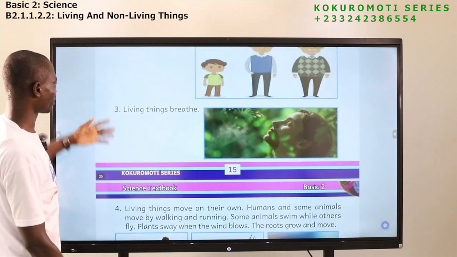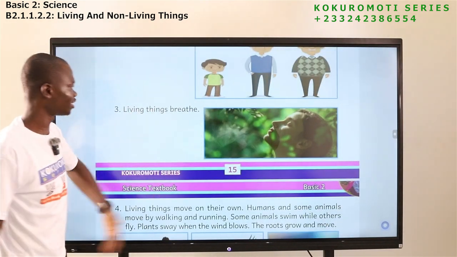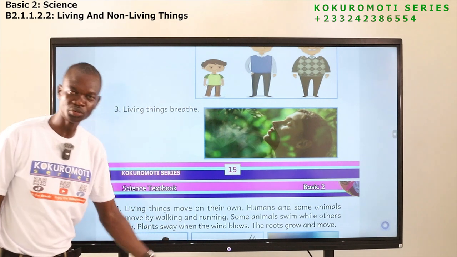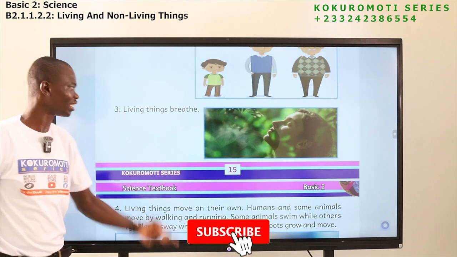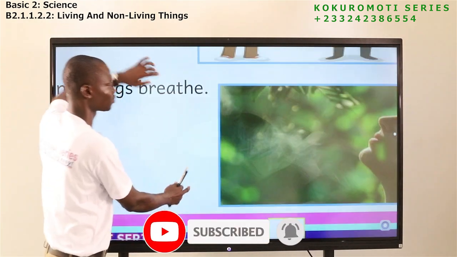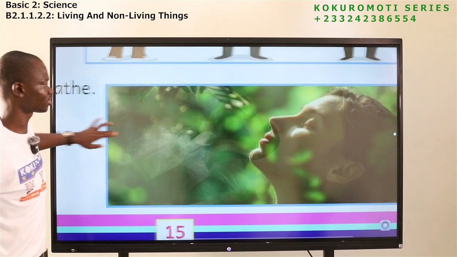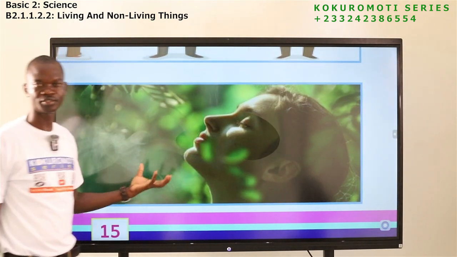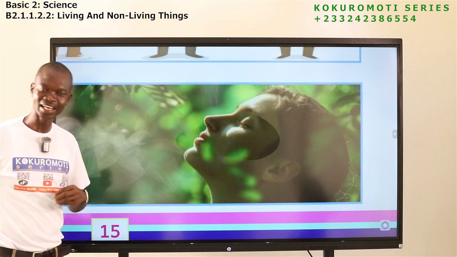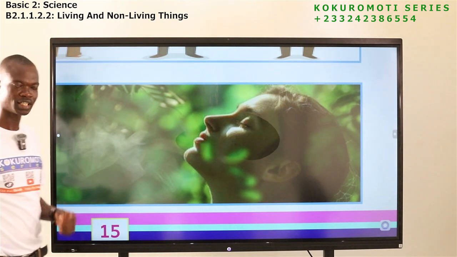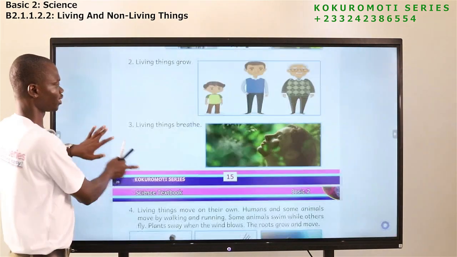Okay. The next one is that living things breathe. We are saying that living things, we reproduce. Living things, we grow. The third one is that living things breathe. So human beings are examples of living things, and you can see that we breathe. Plants also take in air and give out air. Animals also breathe. So living things breathe.